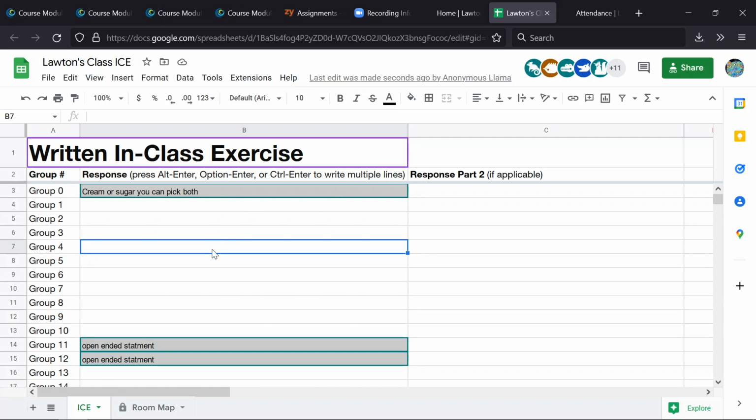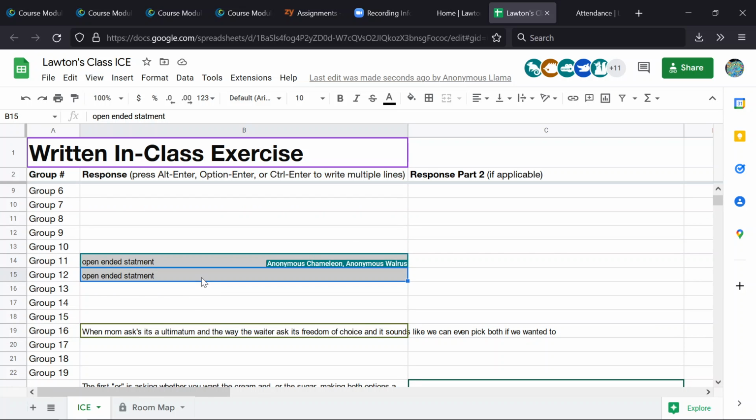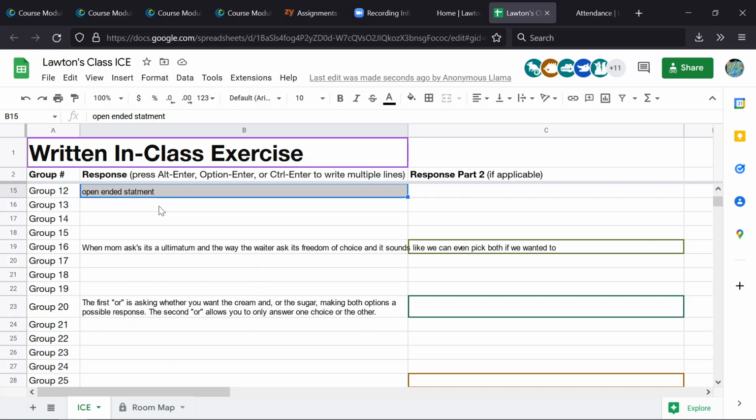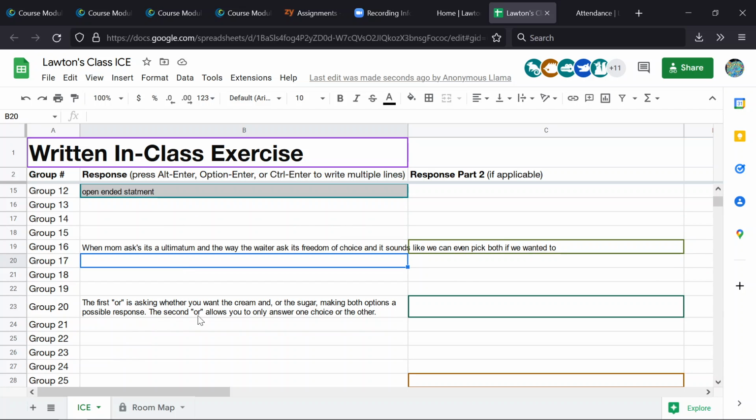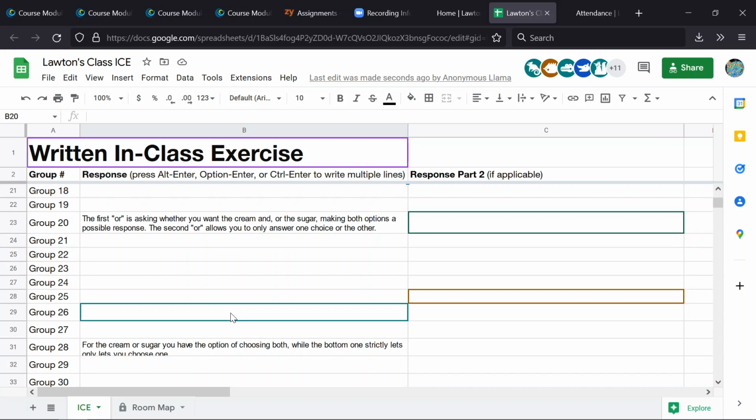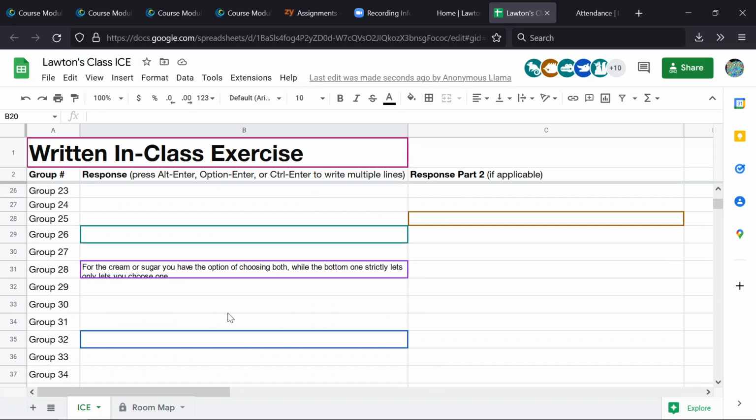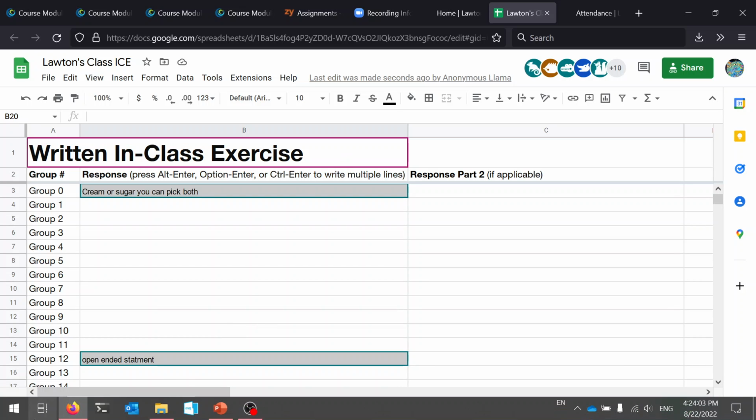Yeah, cream or sugar, you can pick both. Open-ended statement. When mom asks, it's an ultimatum. Yeah, kind of. You get one or the other, right? When you're asked, it's freedom of choice. Yeah, you can pick both. So you can have cream and sugar, couldn't you? That's exactly right. First or is asking whether you want the cream and or the sugar, making both options a possible response. The second or allows you to only answer one choice or the other. Very good. I think if I keep reading these, they will be along the same lines. That's exactly what I was trying to get at.